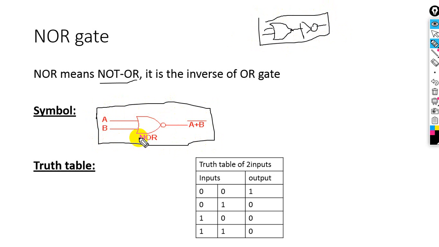Look at this, this is the symbol of OR, and we are taking this circle over the OR gate, so it will make a NOR gate. For example, if we have input 0 1, in case of the OR gate the output will be 1, but in case of the NOR gate it will become 0. It means that the NOR gate is the inverse of the OR gate.